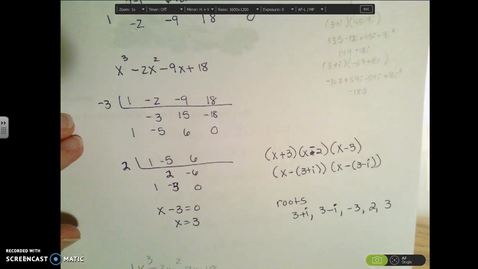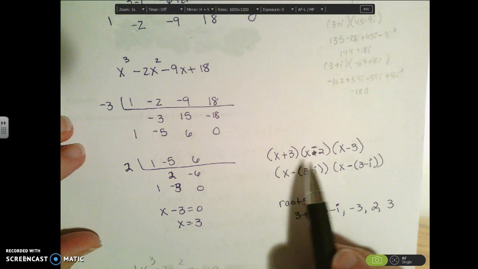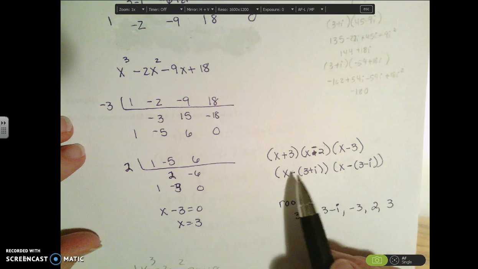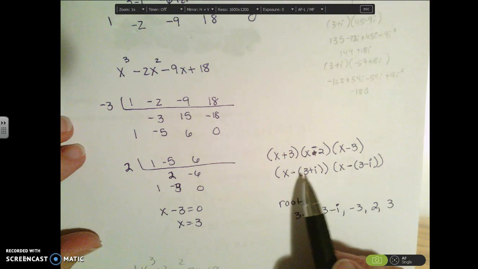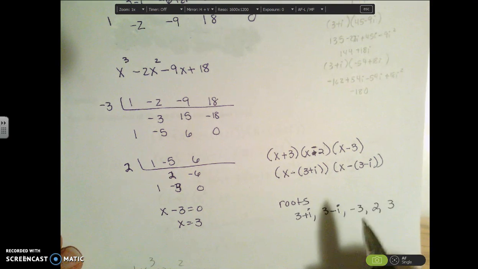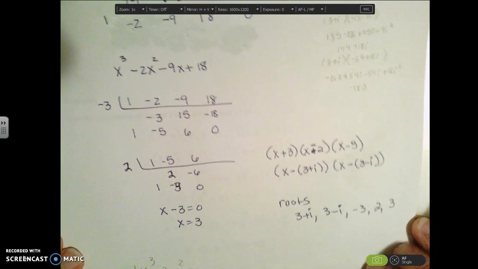This is the way that I would write my factors. So my factors would be x plus 3, x minus 2, x minus 3, x minus 3 plus i, and x minus 3 minus i, and x minus 3 plus i.